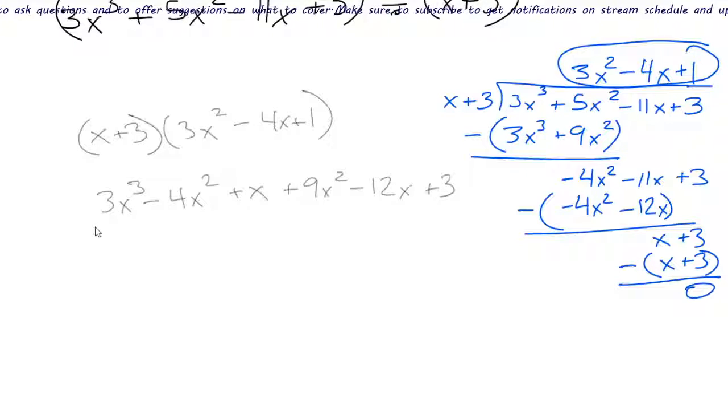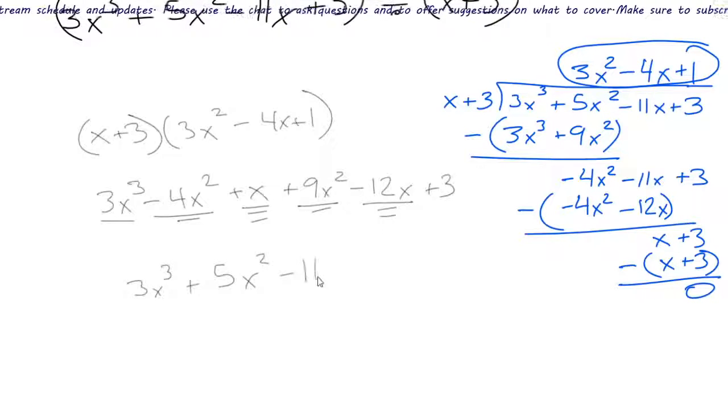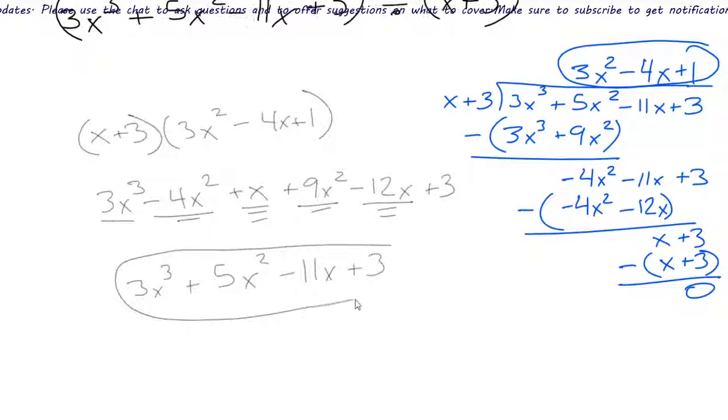Combine our like terms, or simplify this so that everything is in standard form with the highest degree first, so 3x cubed. We have a negative 4x squared and a 9x squared. So we combine those and you get positive 5x squared. Then you have an x and a negative 12x. So x minus 12x is going to be negative 11x. And then plus 3, does this match up to what we were dividing from? And it was, so this is good. So our answer is good.